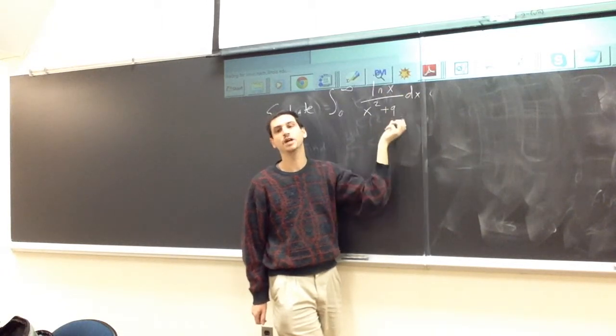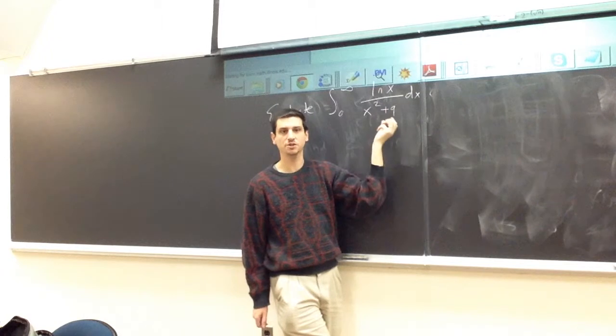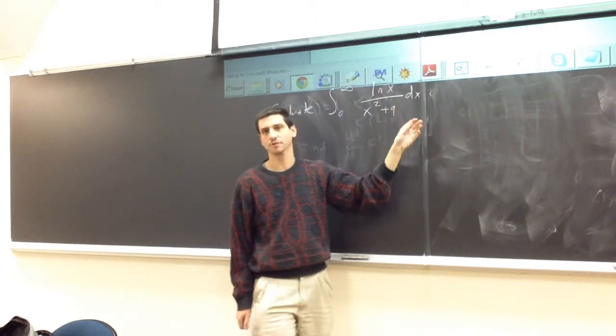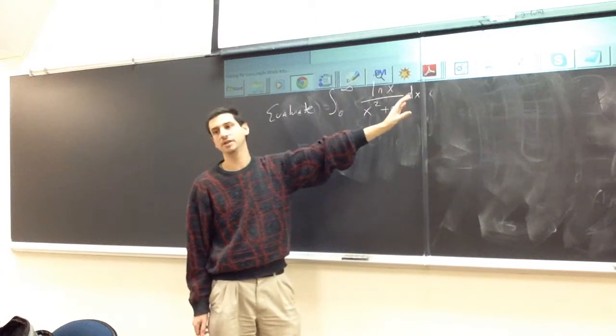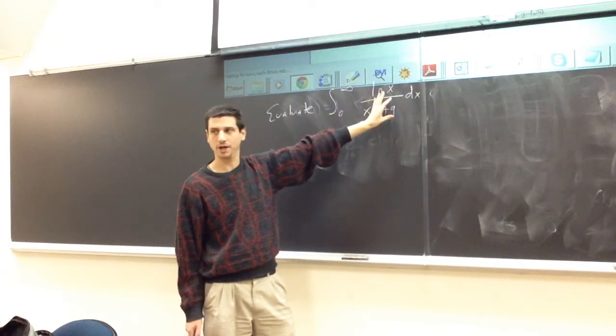If you want, you can use L'Hopital's rule. And you'll see that as you go off to infinity, if you take the derivative of the top, you get 1 over x. You take the derivative of the bottom, you get 2x. You get 1 over 2x squared. That's going to go to 0. So this is decaying very rapidly as we go off to infinity. So it's going to be OK.